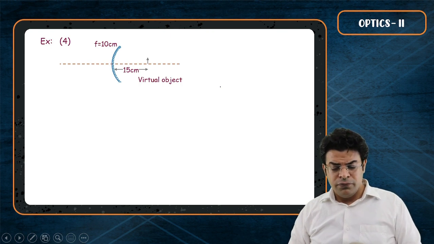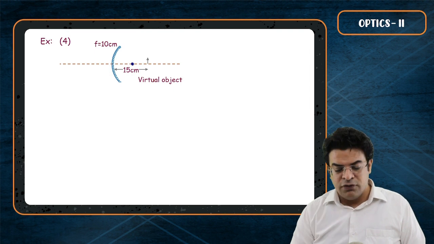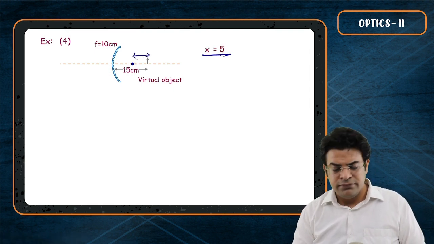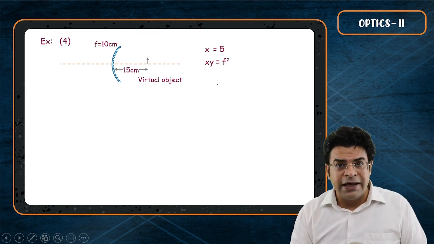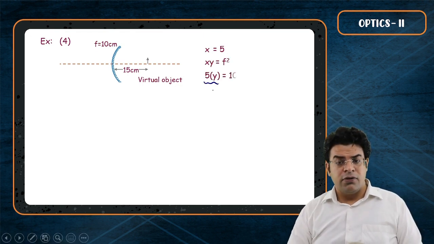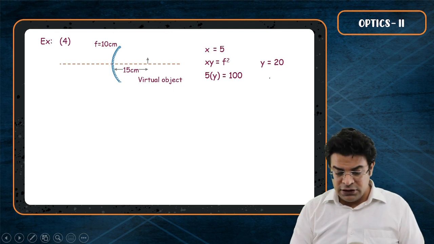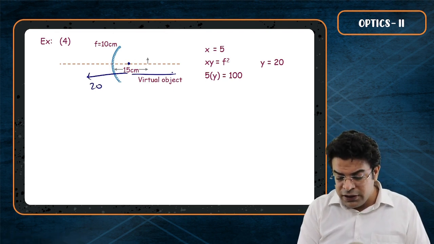Now how to solve? First of all, tell me what will be the value of x. So sir, focus is at a distance of 10. So the distance of object from the focus will be 5. X will be 5. We know that xy equals f square. So we can say 5 into y equals 100, or y comes out to be equal to 20. If y is 20, from the focus, should I move 20 this way or 20 that way?